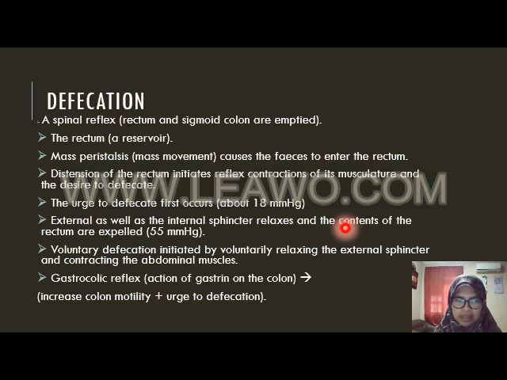Voluntary defecation is initiated by voluntary relaxing of the external sphincter and contracting of the abdominal muscles. When the abdominal muscles contract, this further increases the pressure in the large intestine, and as the external sphincter relaxes, it allows the feces to be defecated. Then the gastrocolic reflex, stimulated by the action of gastrin in the colon, will increase colon motility and also stimulate the urge to defecate.